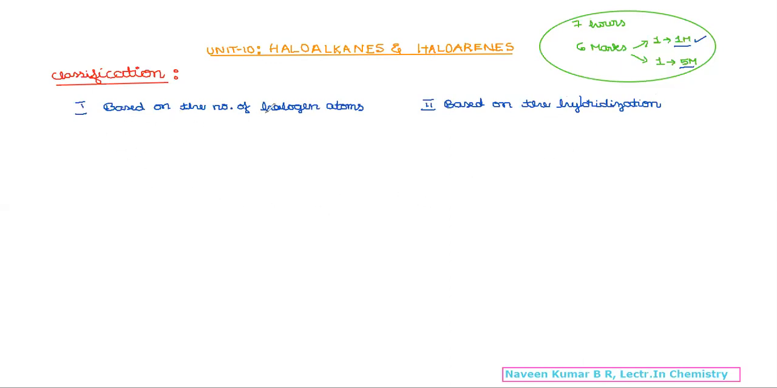Now let us observe the first one, that is based on the number of halogen atoms. So haloalkanes or haloarenes as halogen derivatives are classified into monohalogen compounds or monohalo compounds.